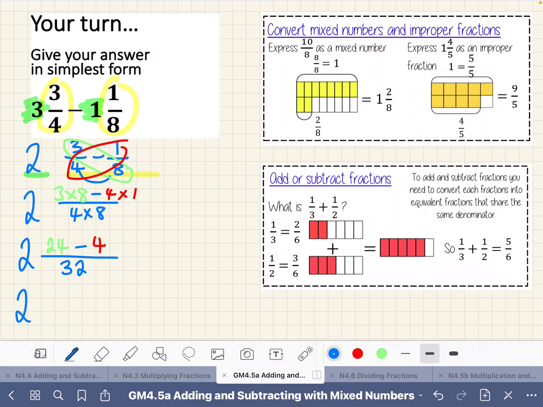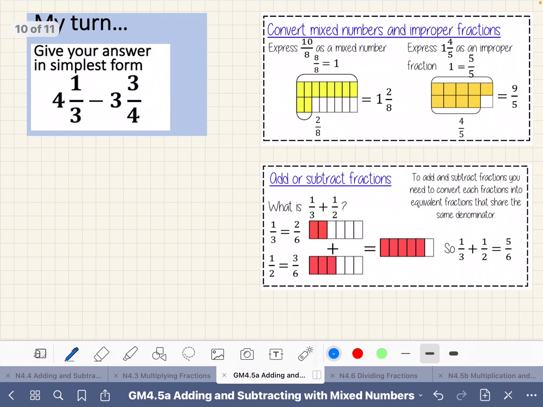2 is still there. We've got 24, take away the 4 gives us 20, and that is over 32. We check to see if we have simplest form, and we can see we have a highest common factor here of 4, which means we are looking to keep the 2 but divide the numerator by 4 and the denominator by 4. That gives us a simplified answer of 20 divided by 4 is 5, and 32 divided by 4 is 8.